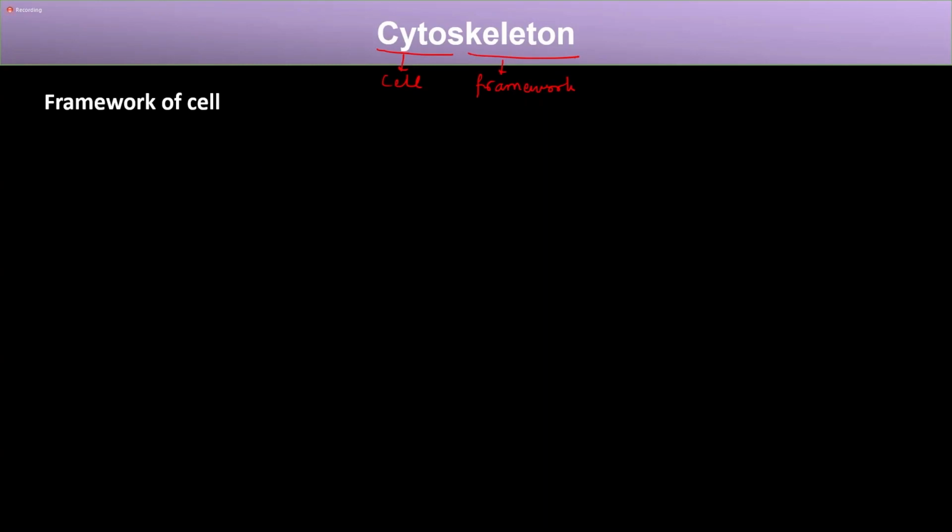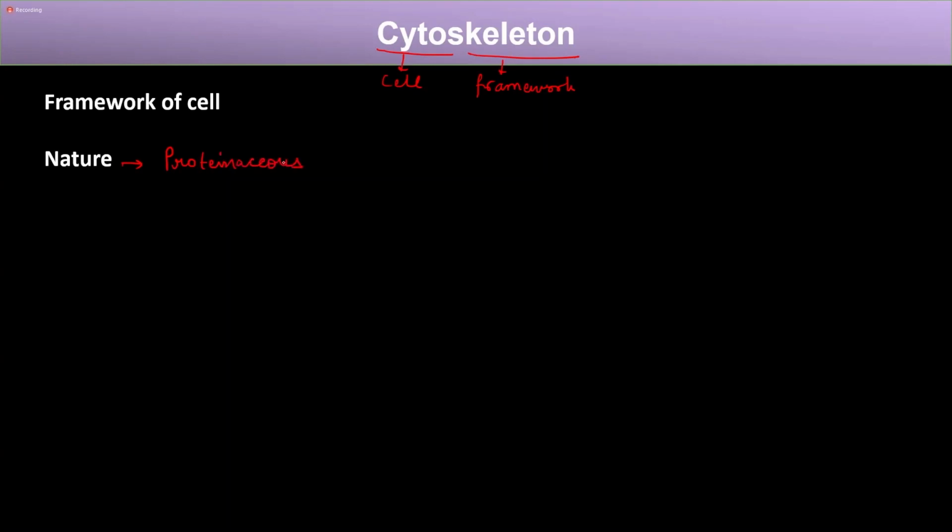And if we talk about the nature of the cytoskeleton, so what is the nature of the cytoskeleton? Cytoskeleton is proteinaceous in nature. That is, it is made up of protein. So it is proteinaceous in nature.